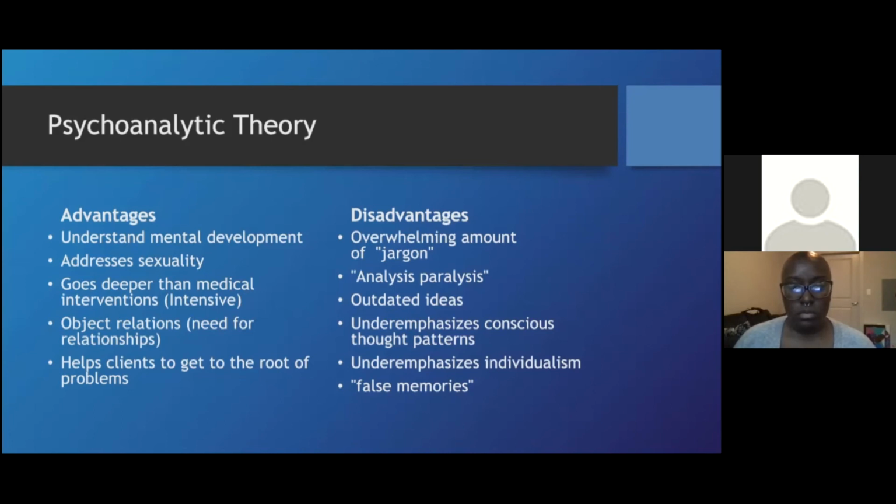It can underemphasize conscious thought patterns. So much thought and effort goes into the subconscious that the conscious aspects maybe don't get enough credit. It underemphasizes individualism in that it tends to lump humans together into certain patterns or roles. And it can implant false memories when you're analyzing these deep subconscious thoughts. People can come up with false memories, which can then cause issues and problems.